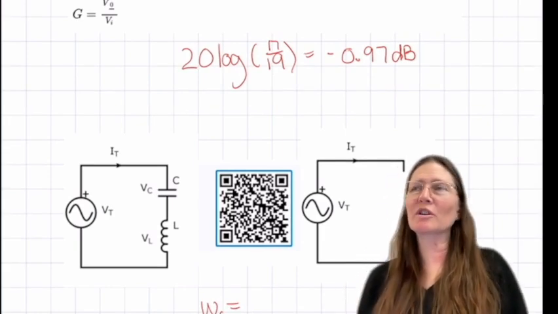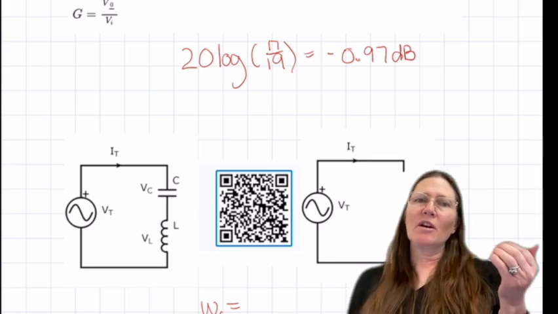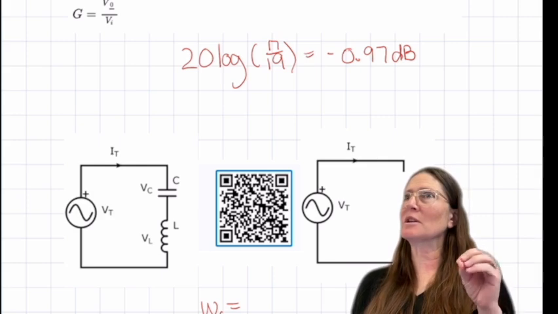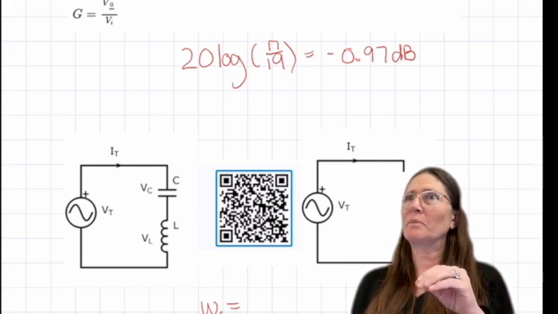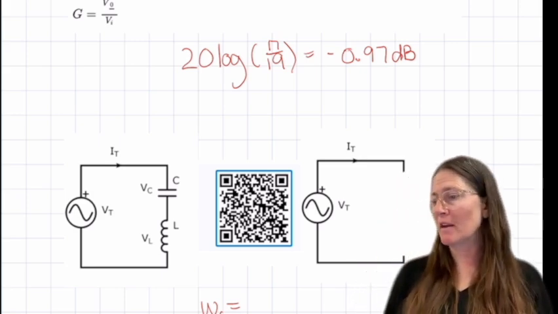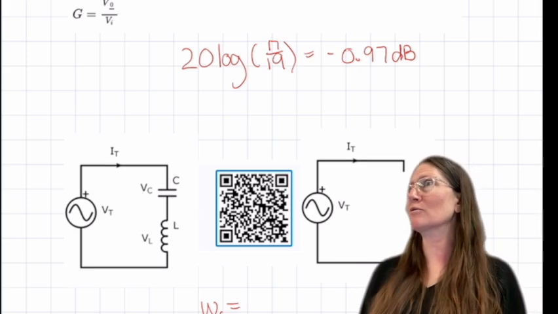Okay, so the conversion should be the V out over V in. Your output is less than your input, so you expect it to be a negative number. And it ends up being a negative 0.97 dB. All right, questions on converting those?